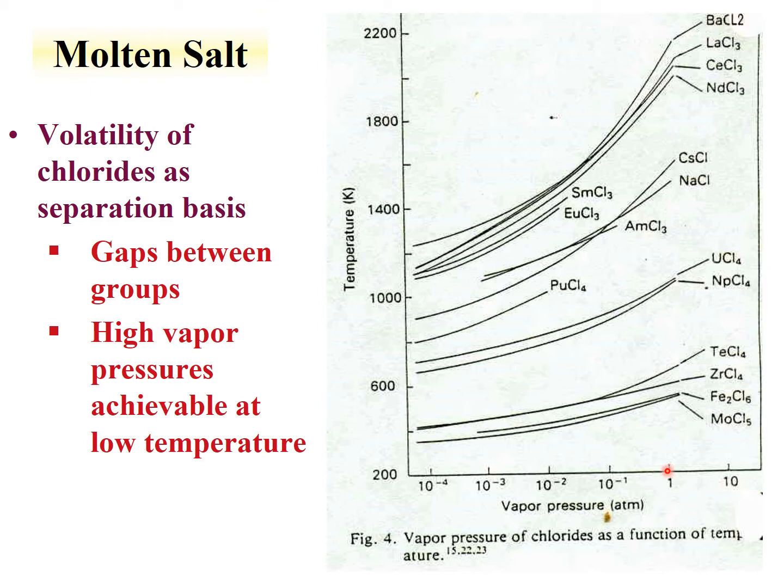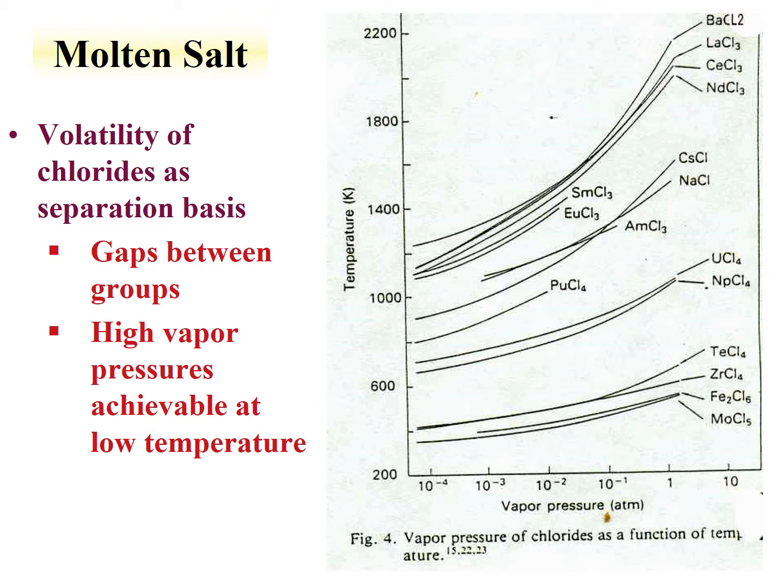So for instance, anything above 1 atmosphere would be relatively high volatility. For these elements, you can get 1 atmosphere at temperatures of 600 degrees, 600 K or less. So these can be relatively easily separated.